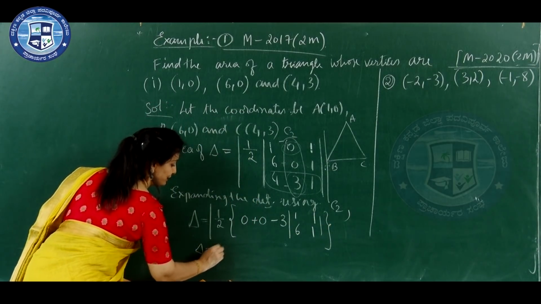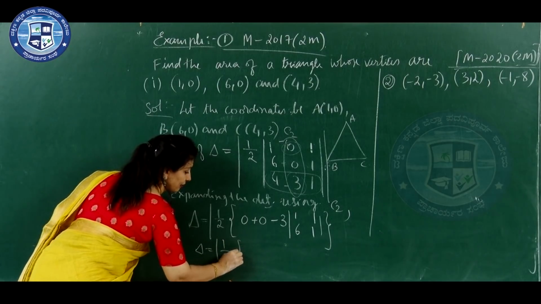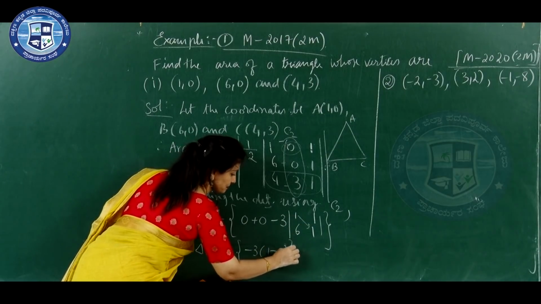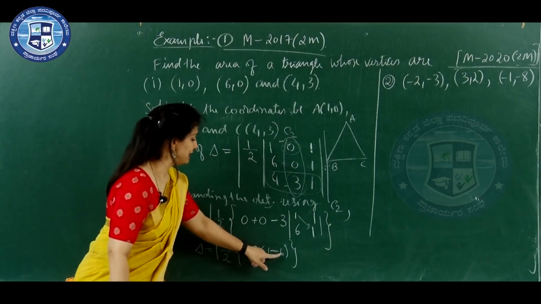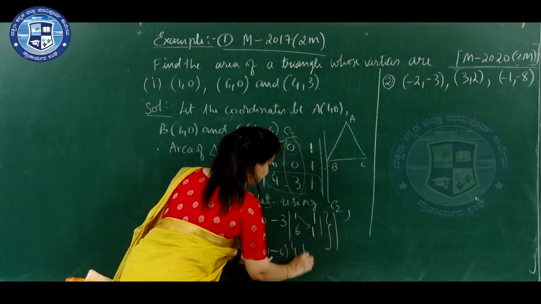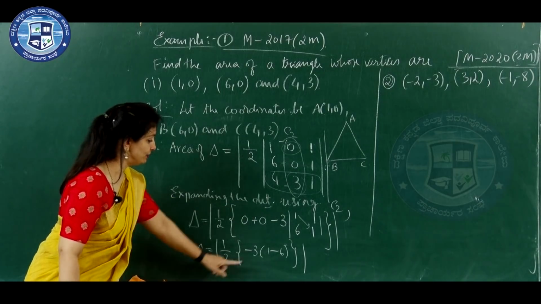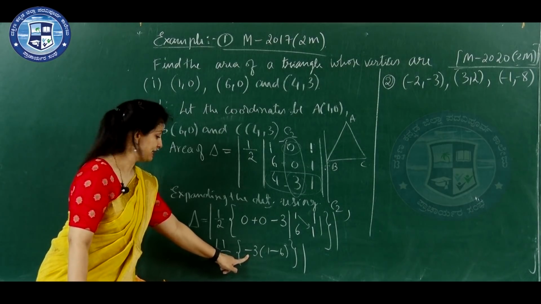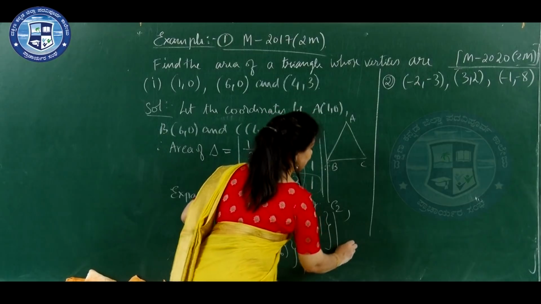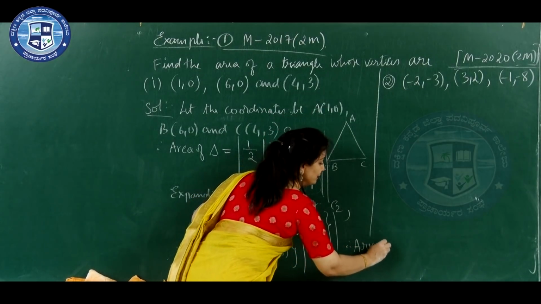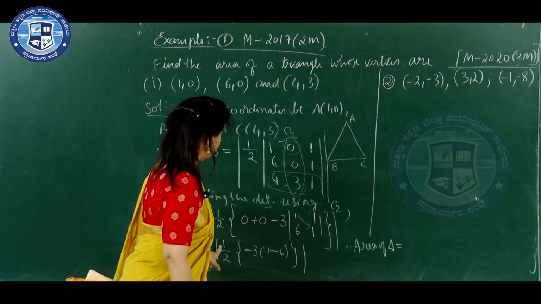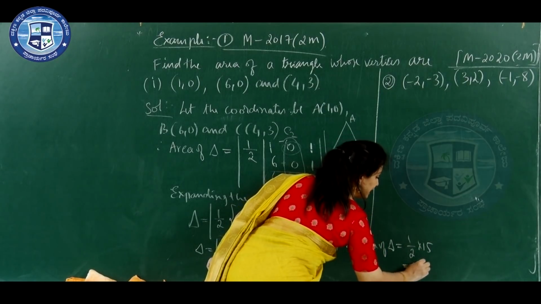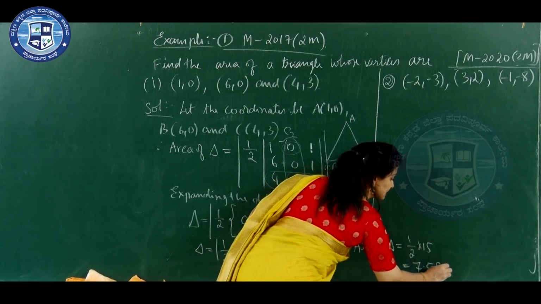So, delta is equal to half into, this is minus 3, cross multiply, 1 minus 6. How much is this? 1 minus 6 is the determinant value here, the absolute value. 1 minus 6 is minus 5, minus 5 into minus 3 is plus 15 by 2. So, the area of the triangle is half into 15, or 15 by 2, or you write 7.5 square units.